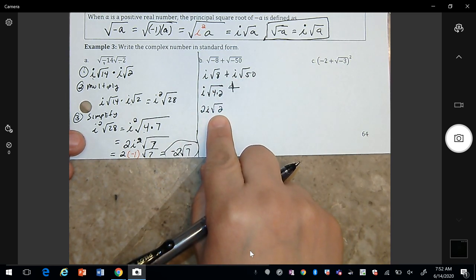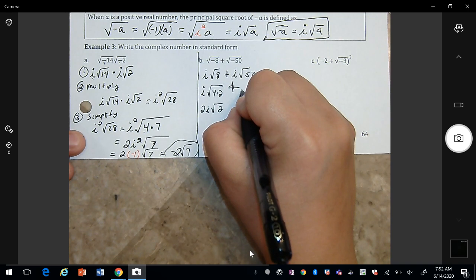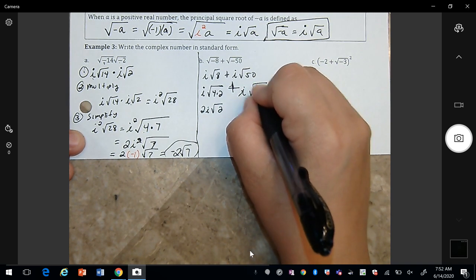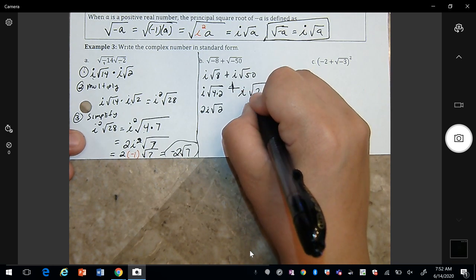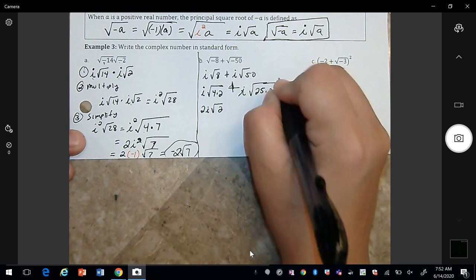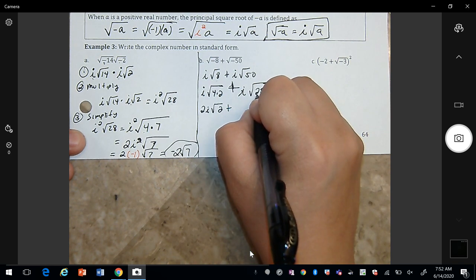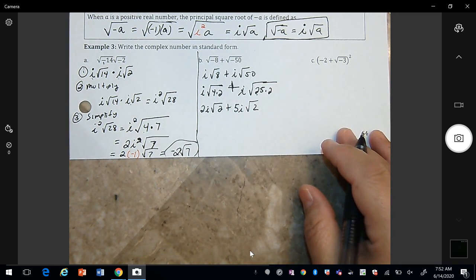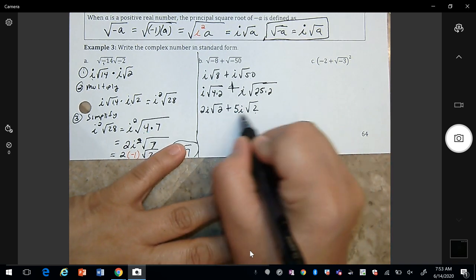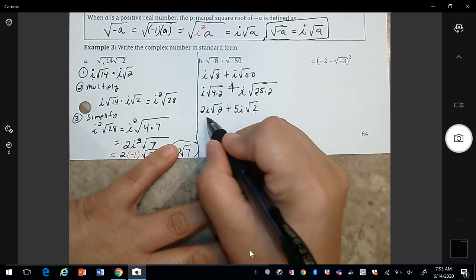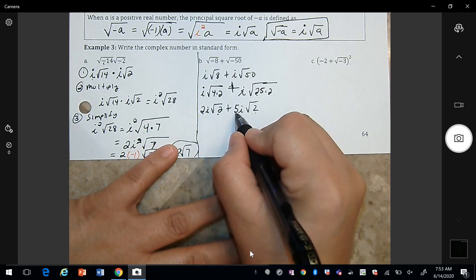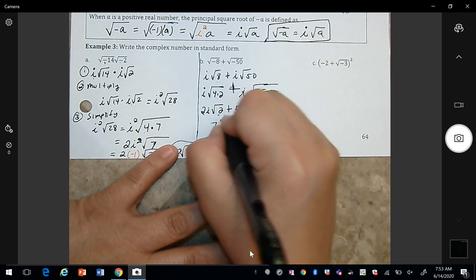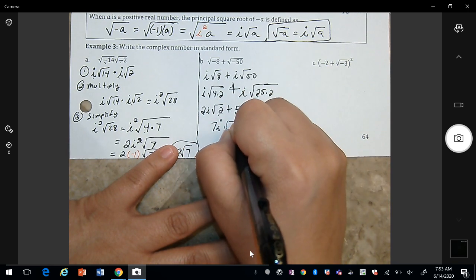Since we have a 2 left in here, when we write 50, we want to make sure that we're using that 2 as well. So 2 times what would give me 50? 25 times 2. Square root of 25 is 5. And now we can add these together since they have the same radicand. So to add them together, we add the coefficients here. 2i plus 5i is 7i. And then the square root of 2 remains the same.